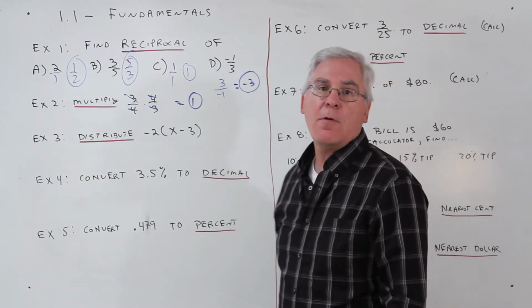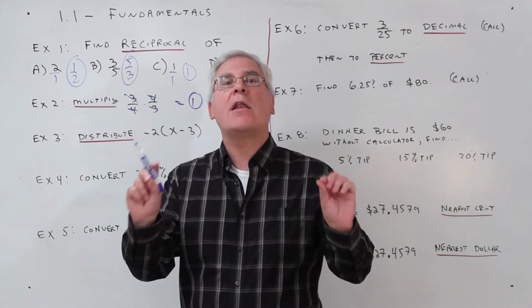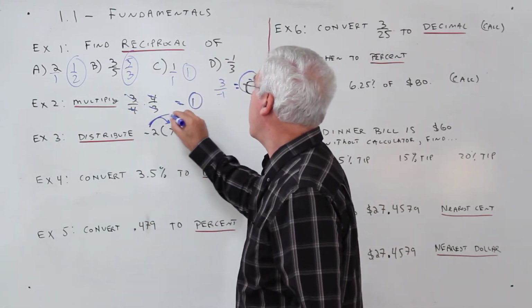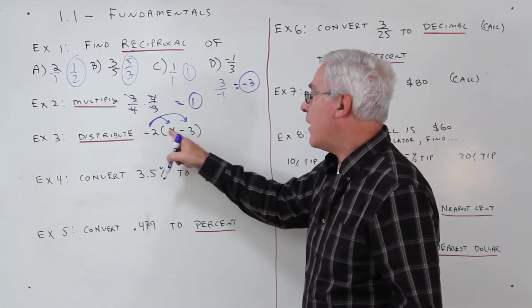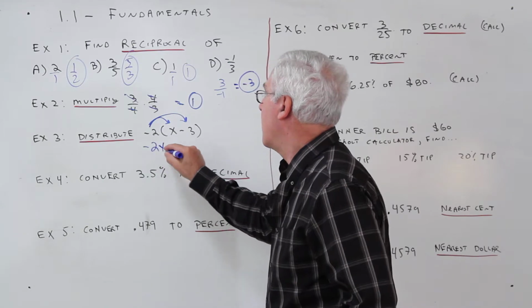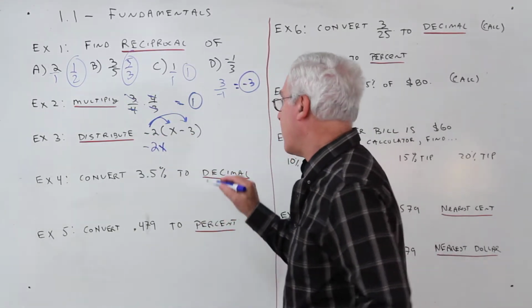Distribute. Oh, most common mistake in all of algebra, distributing the negative. So here we go. Negative 2, arrow there, and arrow there. So negative 2 times x is negative 2x. Negative 2 times negative 3 is positive 6.